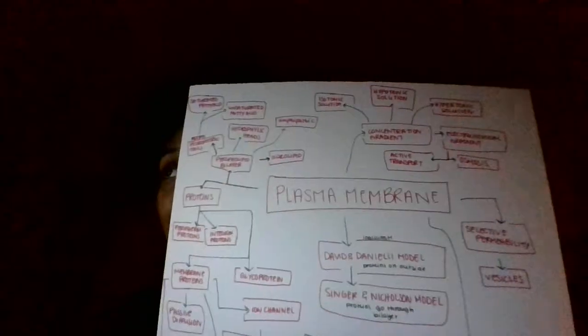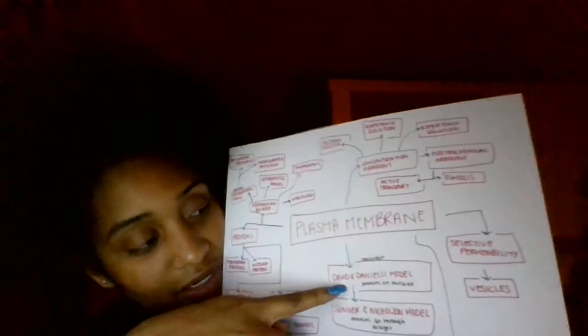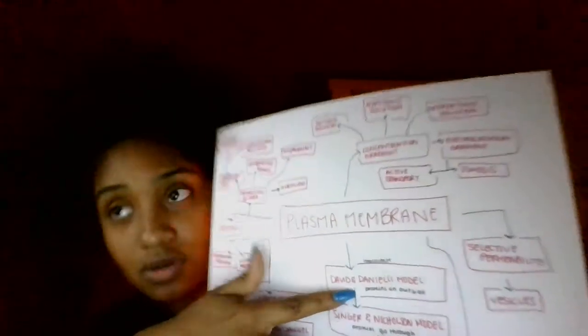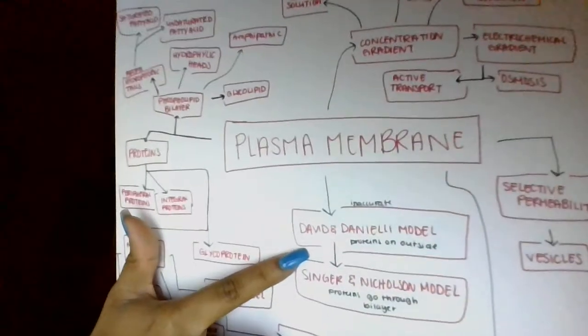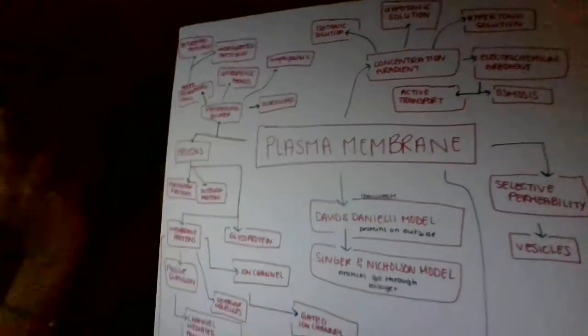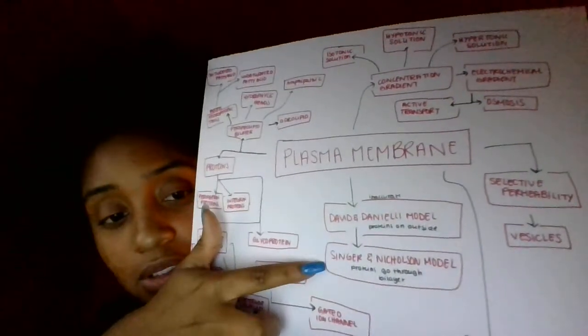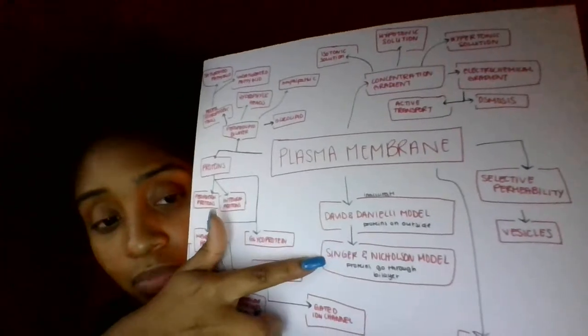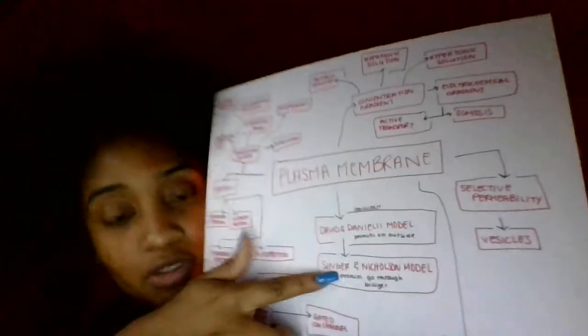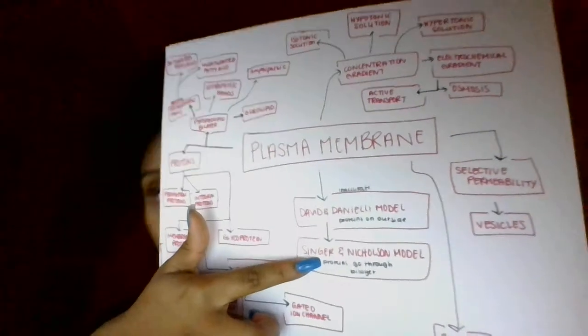And basically what the Davson and Danielli model says is just that proteins are on the outside. I don't know if you can read that, but it says membrane is made of a phospholipid bilayer with proteins on the outside, but this was actually seen as inaccurate. So there's a more recent model called the Singer and Nicolson model. And basically it's the same thing, it's just that proteins go through the bilayer instead.